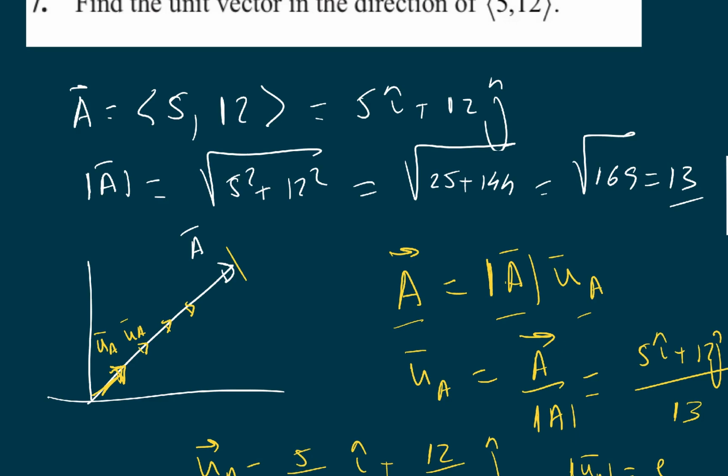is 5 divided by 13 squared plus 12 divided by 13 squared. Wow, is this 1? Let's calculate if this is 1. The magnitude of u sub a will be the square root of (5 divided by 13) squared plus (12 divided by 13) squared. Should be 1. Let's check it.